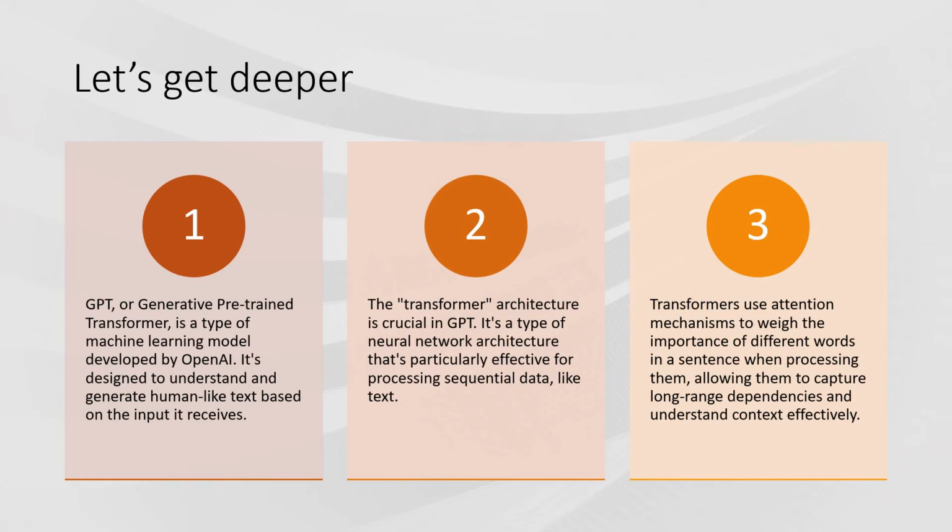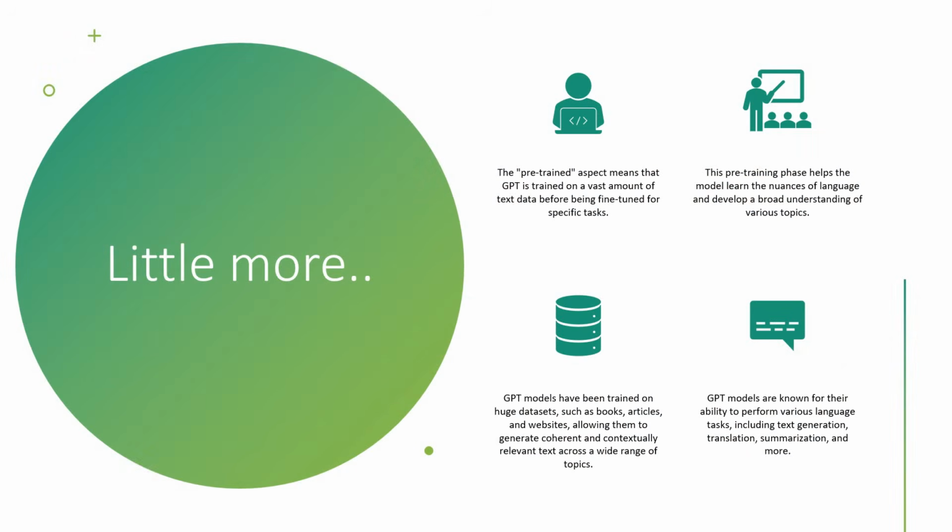The transformer uses attention mechanisms, which are very helpful to weigh the importance of different words in a sentence when processing them, thereby allowing the model to capture long-range dependencies and understand the context very clearly. So with that input, we can get into GPT's architecture. The pre-trained aspect means that GPT is trained on a vast amount of text data before being fine-tuned for specific tasks. This pre-training phase is very important, and it helps the model learn the nuances of the language and develop a broad understanding of various topics.